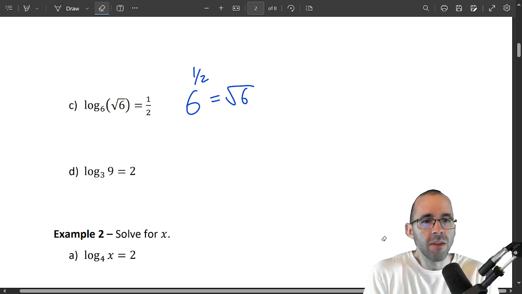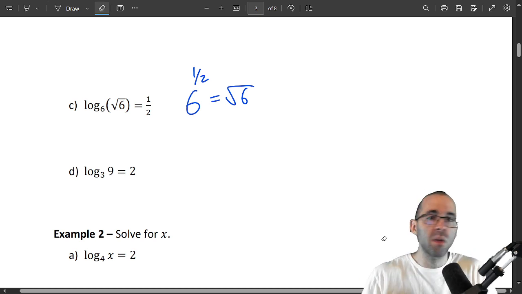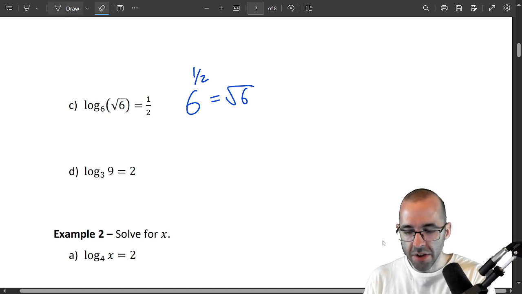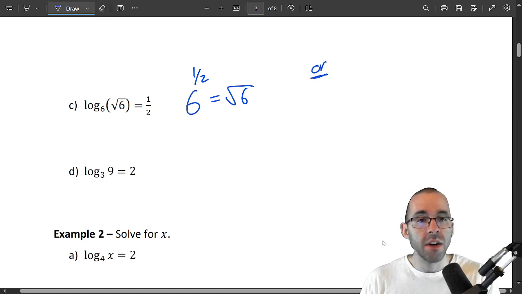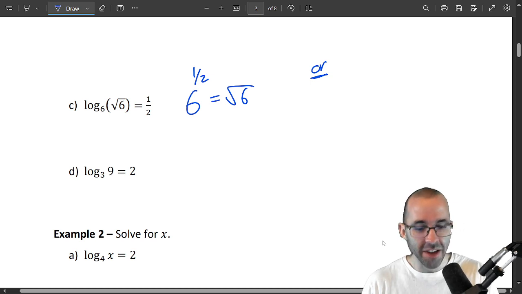Remember that an exponent of 1/2? That's what a square root is. Exponent of 1/2, square root, same things. Or you could do this another way. You could exponentiate both sides. Instead of logging both sides, let's exponentiate both sides.